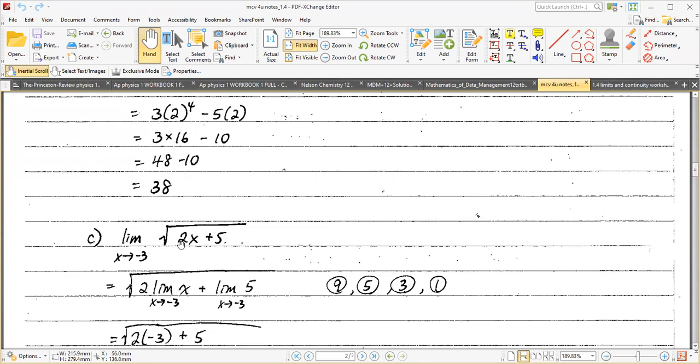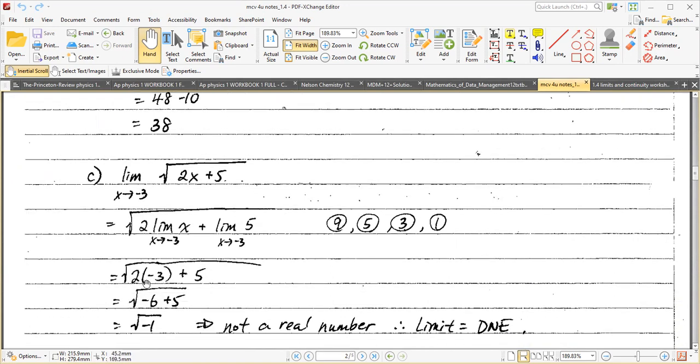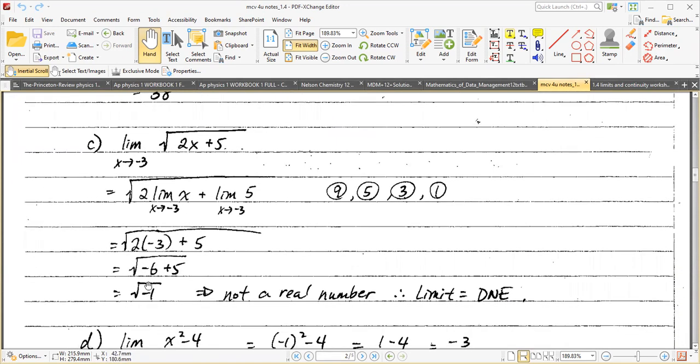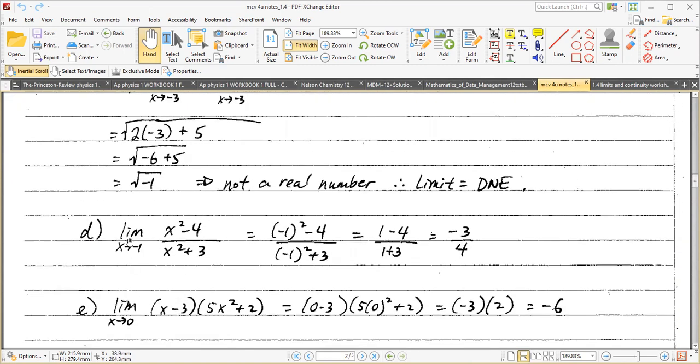Now the limit of square root of 2x plus 5 as x goes to -3. Simply, instead of x, you put -3. And you see this is a square root of -1. I know that a negative value under a square root is not defined. That's why the limit does not exist. Okay, you do the same here. Limit of x squared minus 4 divided by x squared plus 3 when x goes to -1. Instead of x, you substitute -1. Then you calculate the limit, which is -3 over 4. That's good.